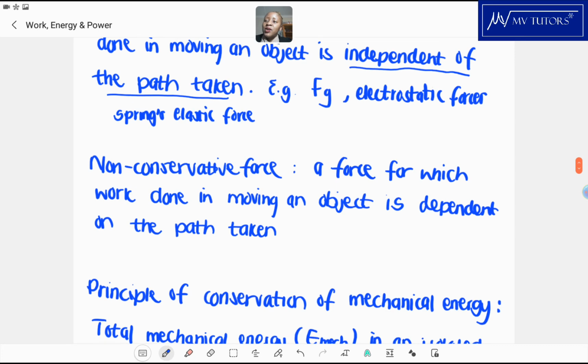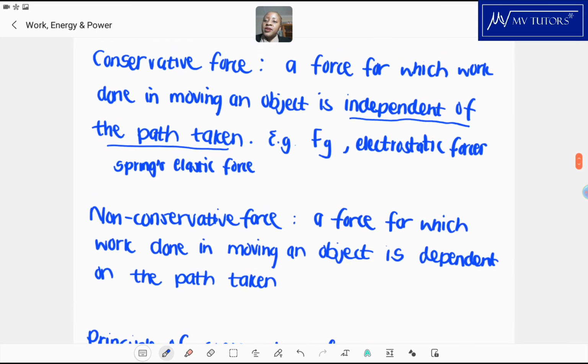Now, a non-conservative force, that is a force for which work done in moving an object is dependent on the path taken. Okay, and what comes to mind immediately is the friction force. It does depend on the path taken because in some parts the friction or coefficient of friction is less, in some is more, but it is dependent on the path taken. All right, whether it's in a straight line or it's meandering, it doesn't matter. It's important.